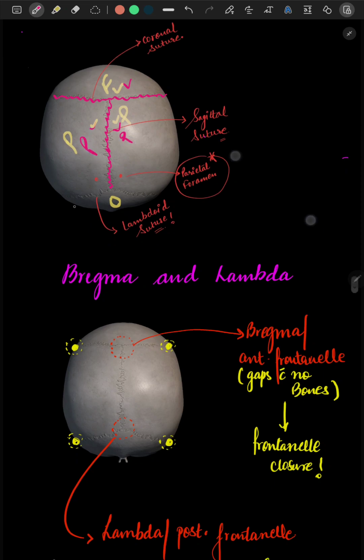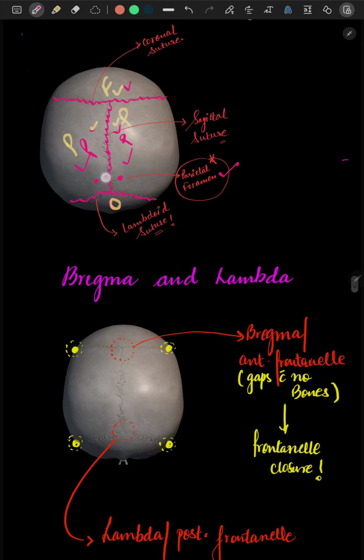Now this here is your lambdoid suture. The lambdoid suture is seen between the occipital bone and the parietal bones. So these are the three sutures, and now you know where they are seen and between which bones. This is the parietal foramen. On both sides of the sagittal suture, on the parietal bone region, you can see small foramens which are called the parietal foramen.